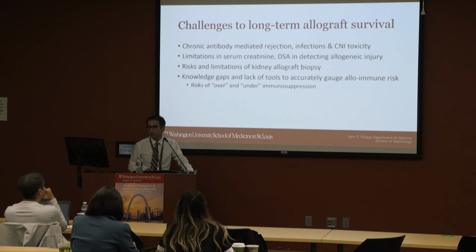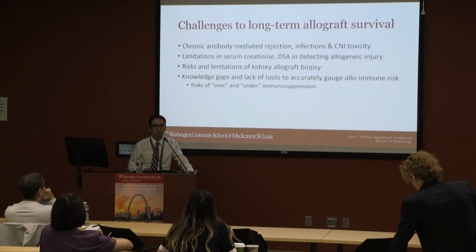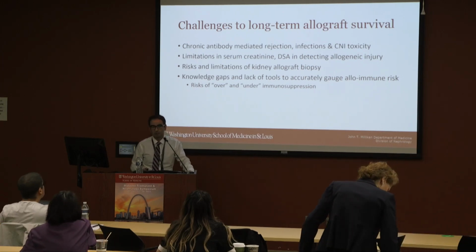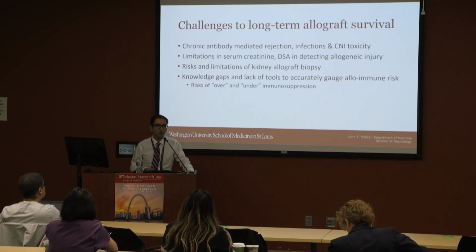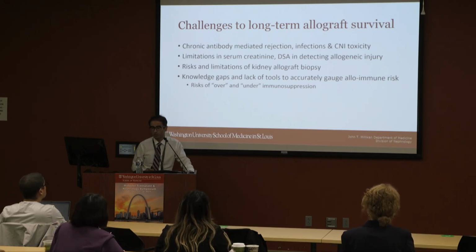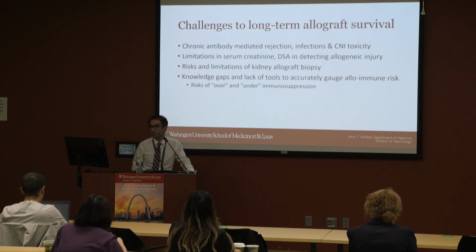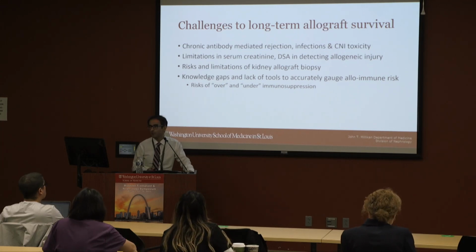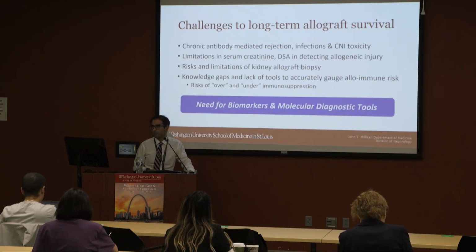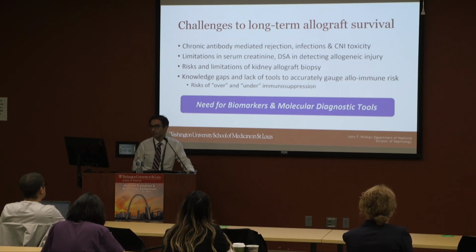And then I think the other thing is there are knowledge gaps or a lack of tools to adequately guide us to help us gauge alloimmune risk at a particular point in time, in real time. And that obviously leads to the risk of inadvertently over-immunosuppressing or under-immunosuppressing patients, because we can't gauge what's an adequate amount of immunosuppression for a particular patient. And with that comes the risk of infections, rejection, or other complications that also work against us. So that really sets the need for real-time biomarkers and the need for high-precision molecular diagnostic tools, even on top of the tools that we already have.